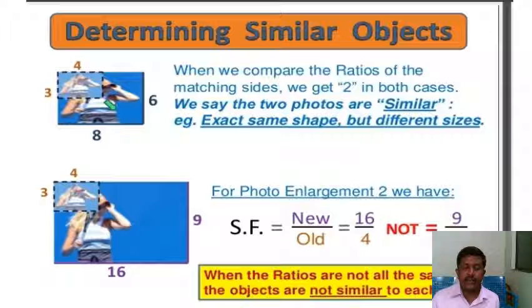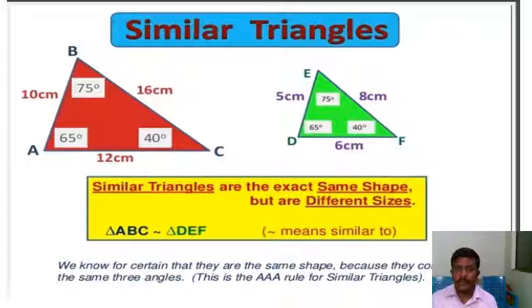Determining similar objects. In our last figure, we see that when we want to make a larger picture, we compare the ratios of the matching sides. Suppose this is 4, this matching side is 8, this side is 3, and the image side is 6. So similar means exact same shape, but different size. For photo enlargement, we know that the scale factor is new upon old, this is 16 upon 4. When the ratios are not the same, then they are not similar.